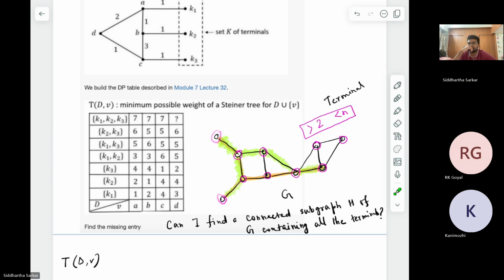So I can fill these values, whether I can fill the terminal values or not. For K1, I can immediately fill the values, and for the individual cases, I can immediately fill the values. Once these values are ready, then for K1 comma K2, if I want to find the minimum possible weights, I'm covering K1, K2, and then K.